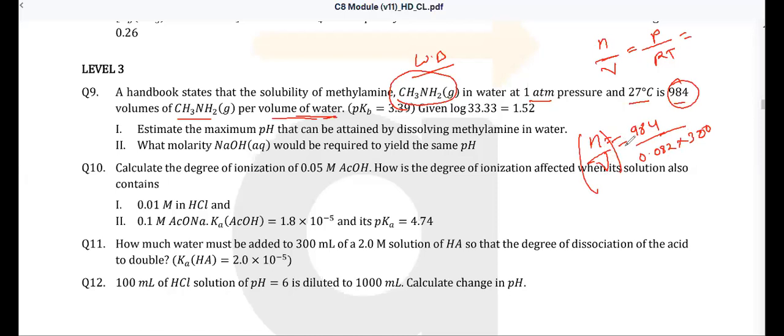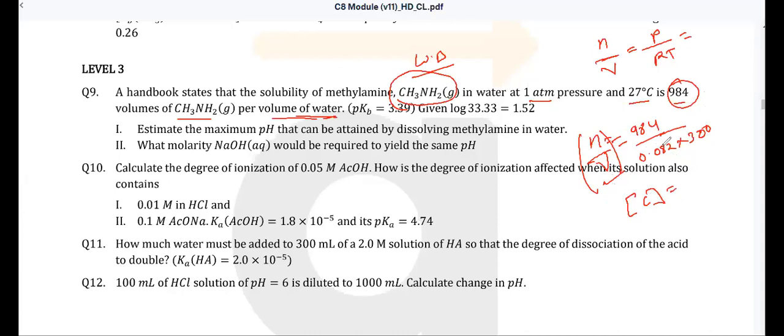Now that was the difficult part, how to find it, because this question was a bit confusing. What is the use of this? What's the meaning of this? So this is the amount that can be dissolved per volume. If you calculate this, you will get the number of moles, or basically the concentration which can be dissolved.